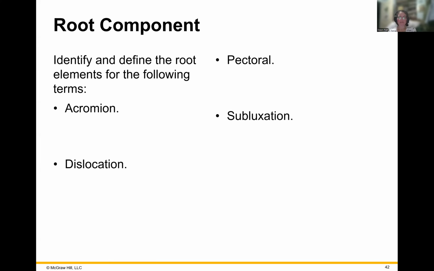Right. Identify and define the root element for the following terms. What is it? Pro.